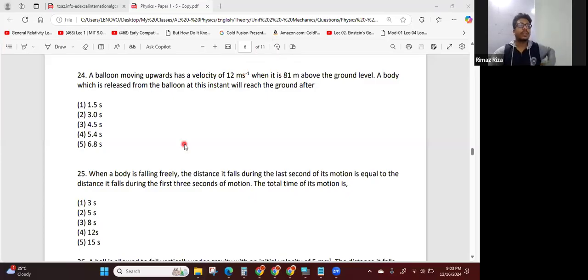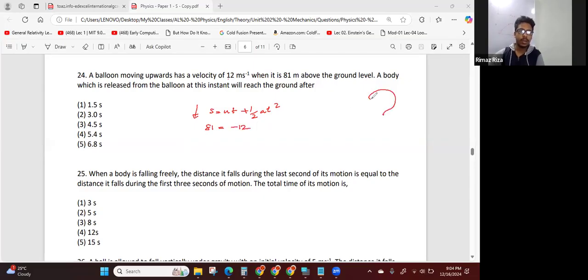Okay, so a balloon moving upward has a velocity of 12 meters per second when it is 80 meters above the ground level. A body which is released from the balloon at this instant will reach the ground after. Okay, so we can use, in the downward direction, s equals ut plus half at squared. When it reaches the ground, it will have traveled a total vertical distance of 81. Okay, and the initial velocity is 12 meters per second. It is vertically upward, so it's minus 12.